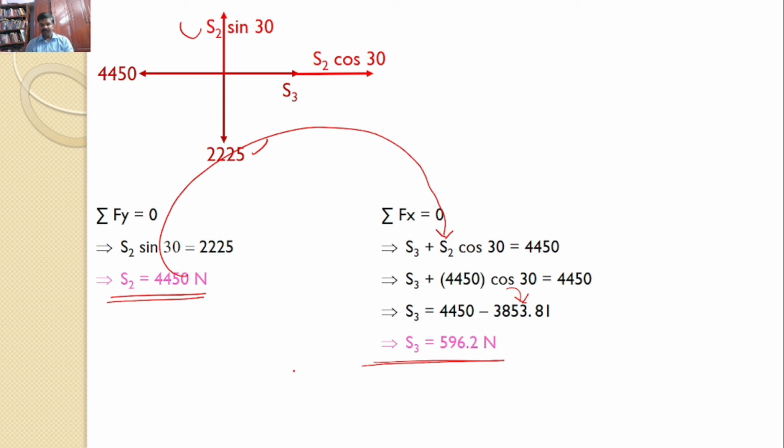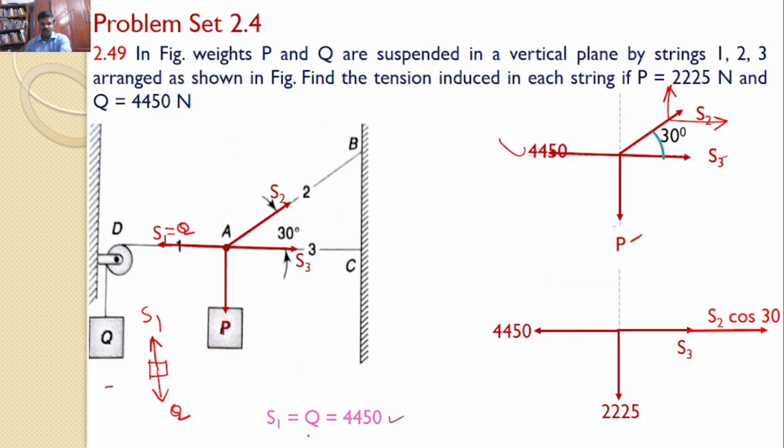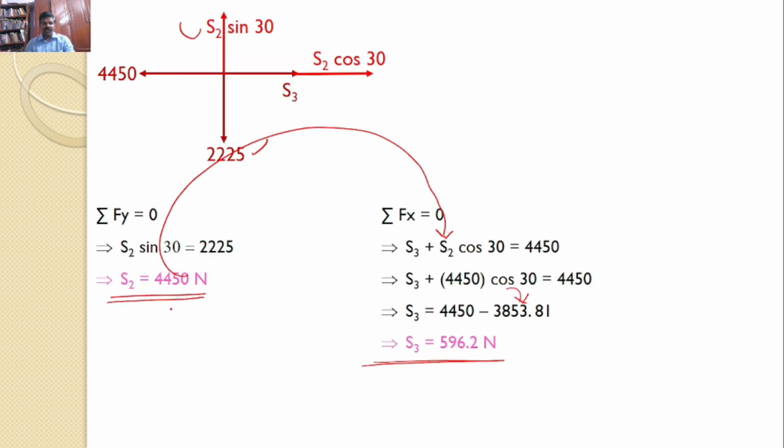596.2 newtons. Hence the answers are S1 is equal to 4450, S2 is equal to 4450 and S3 is equal to 596.2.